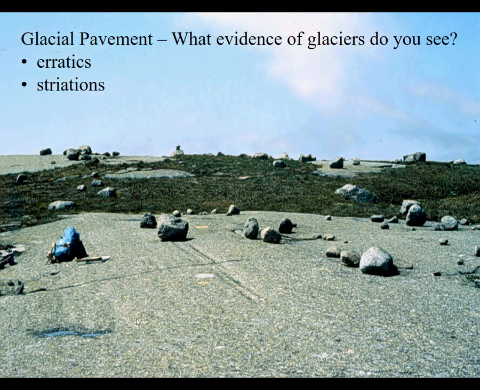Glacial pavement, pretty simple. What do we see in the glacier here? If you look, what's really cool about this image is these rocks are sitting in the exact same place that the glacier left them, right? You can actually see that this one was pushed. Scratch, scratch, scratch, it's there, right? And so we know the direction of the push. So we see striations, we see erratics, right?